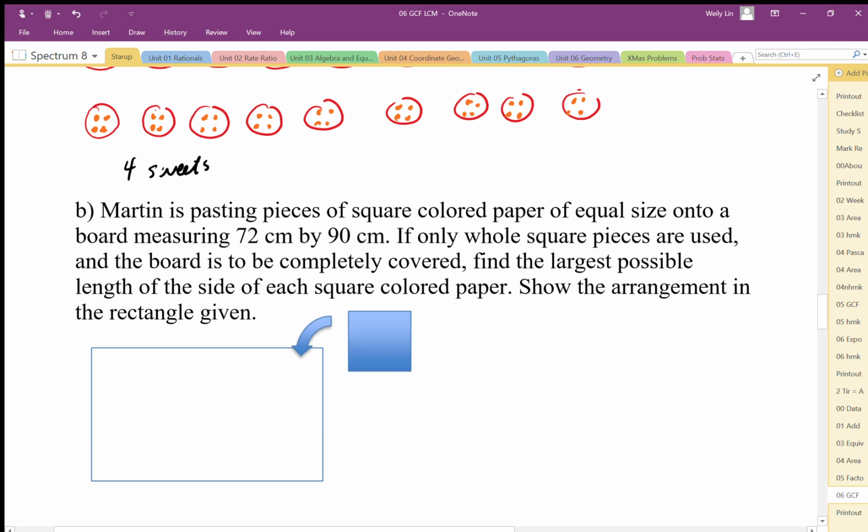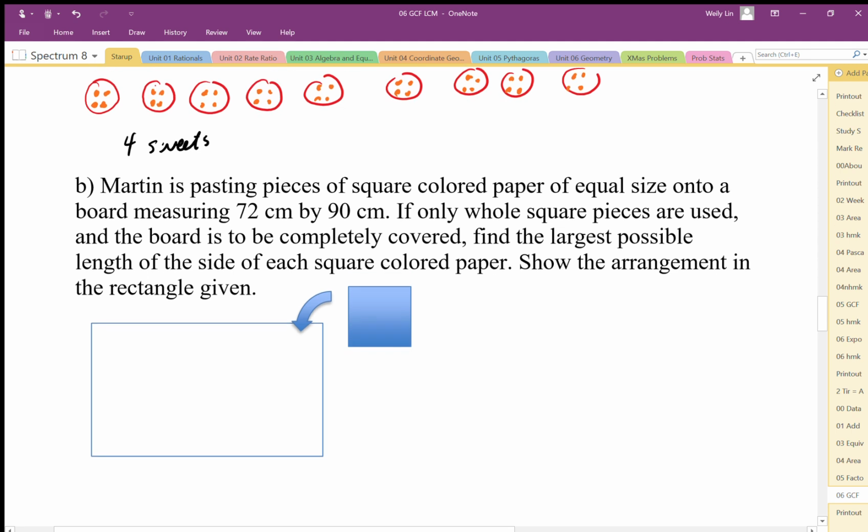Okay, Martin's pasting pieces of square colored paper of equal size into a board. So this board is going to measure 72 this way, and it's going to measure 90 this way. And we need to figure out how many of these squares fit into here, and what's the largest square that will fit into here, and what would it look like? So are we looking at the greatest common factor or least common multiple here?